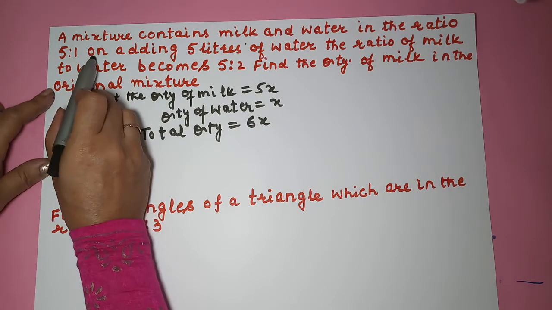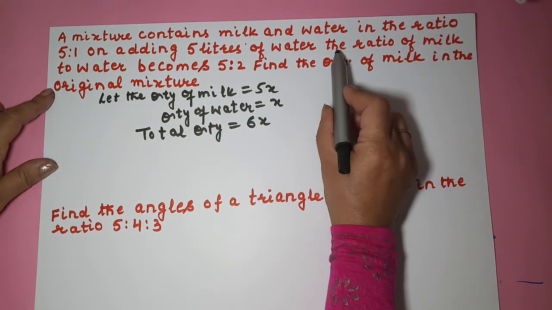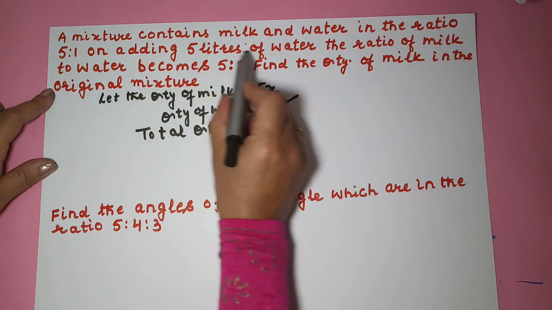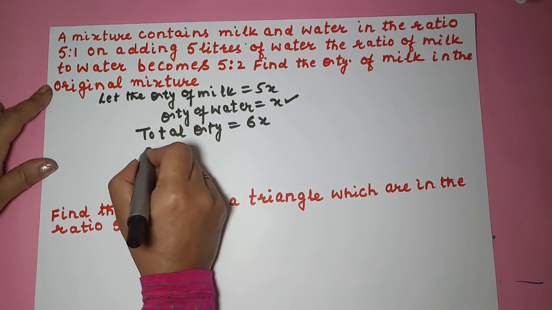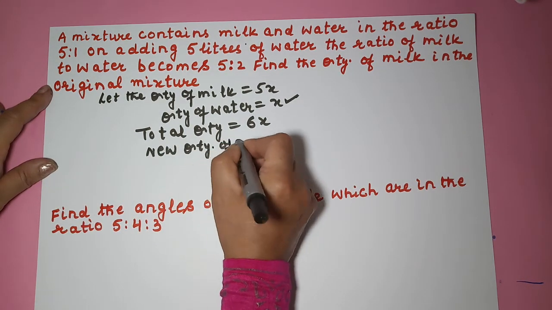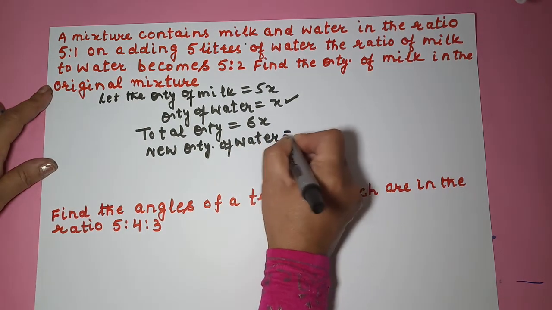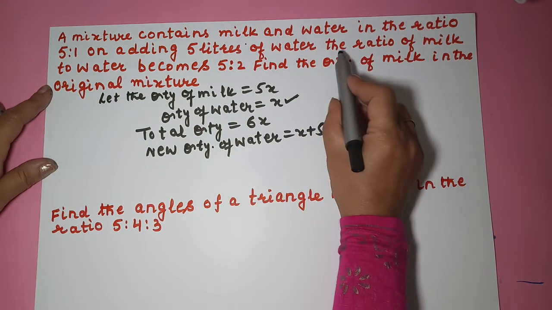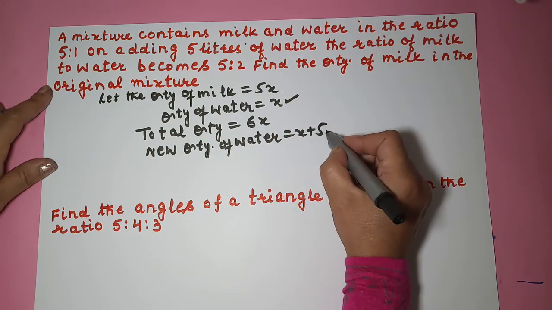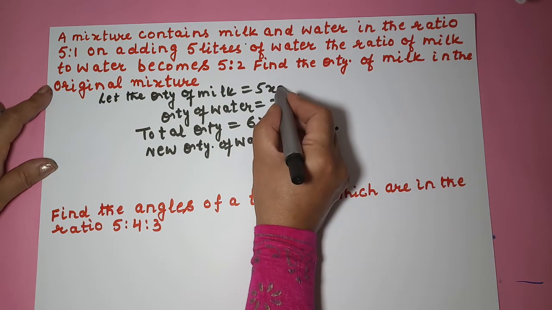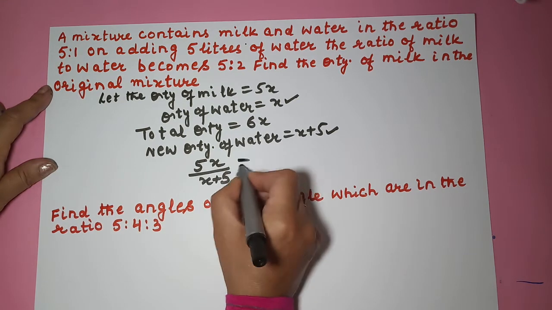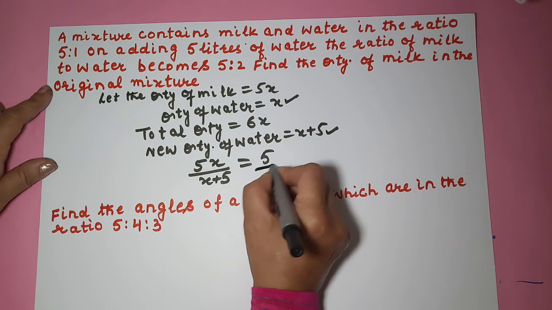Okay. Now he's saying that on adding 5 liters of water, okay, which is the water among the two? This is the water. If he is adding 5 liters of water, so what will happen? The new quantity of water in the mixture will be x plus 5. Then he's saying the ratio of milk to water becomes 5:2. Now this is my new quantity of water. Milk will remain the same. So that time I will have 5x upon x plus 5. This ratio will become 5:2, that is 5 upon 2.